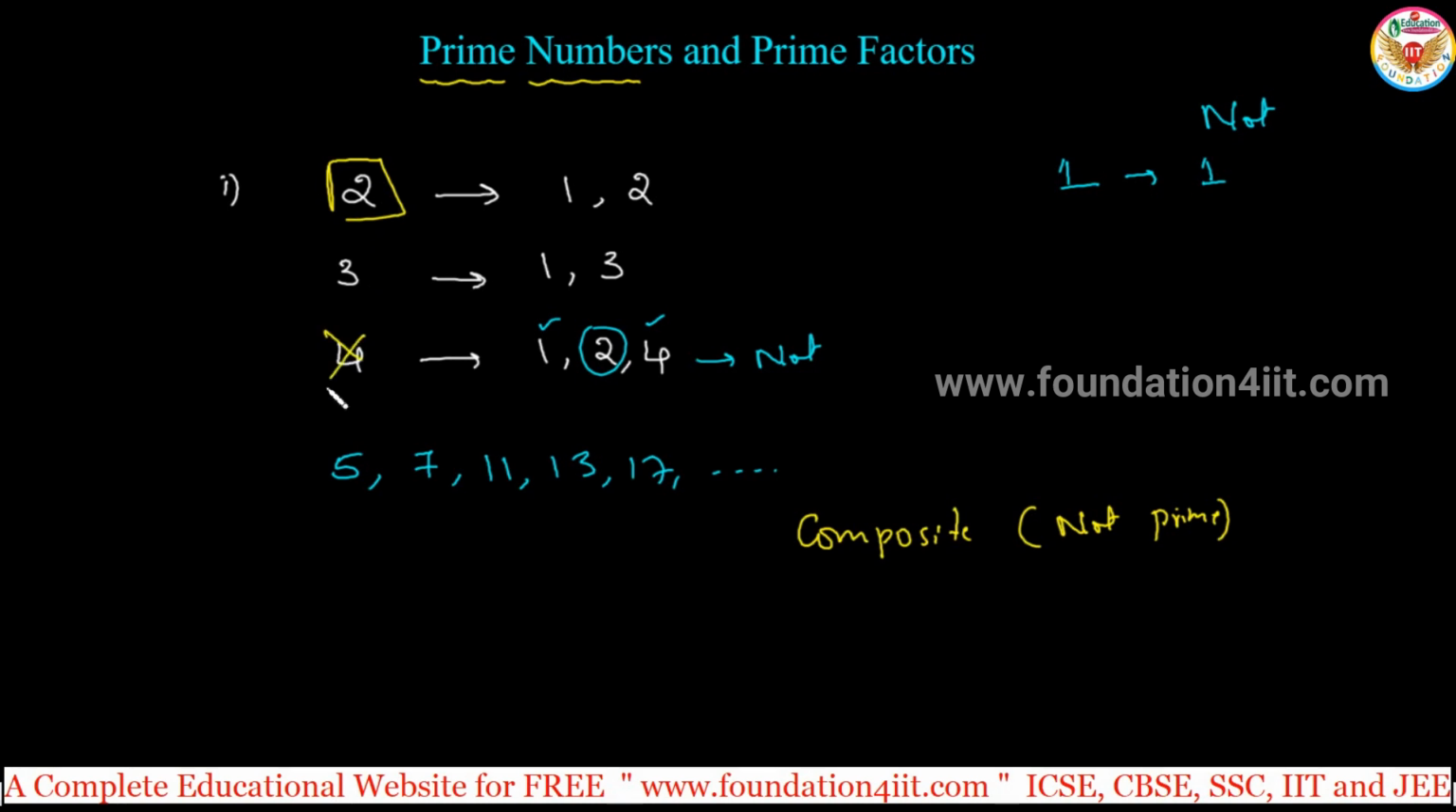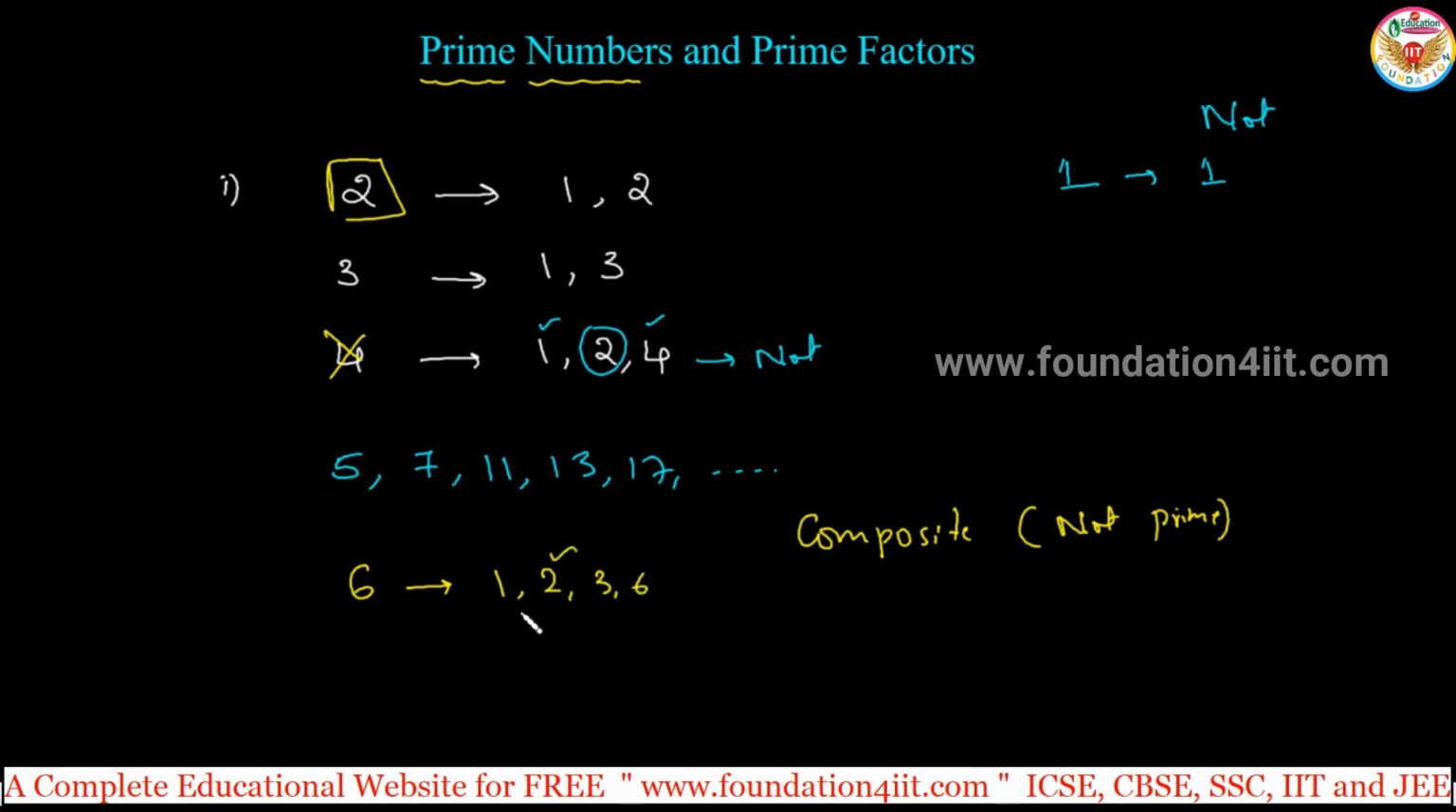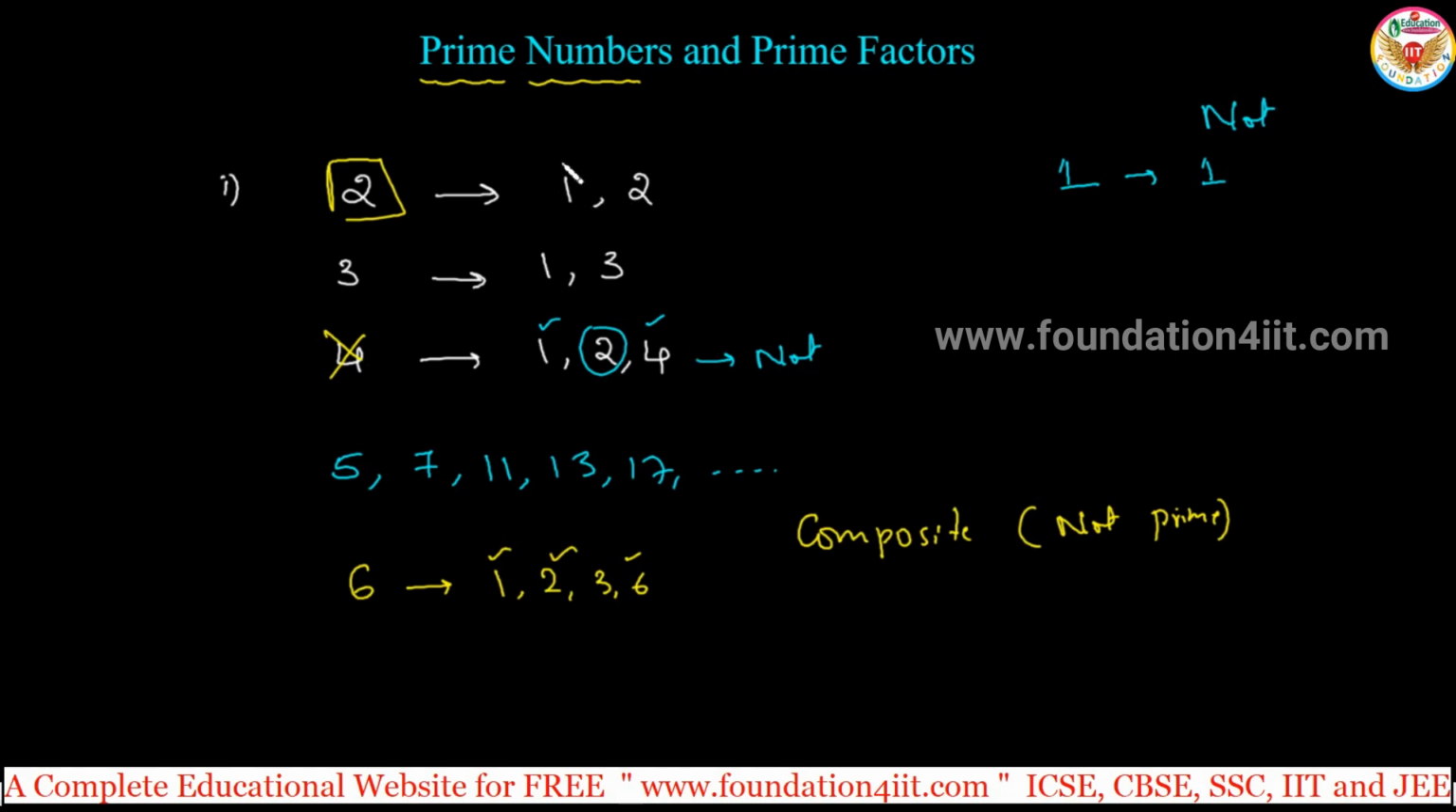Because the next even number after 2 is 6, but its factors are 1, 2, 3, 6. 2 is compulsorily getting in every even number, and 1 and itself are as usual, so they are not prime. So you can remember one thing, a natural number that is divisible by only 1 and itself is a prime number, and all the even numbers other than 2 are not prime, they are composite numbers.